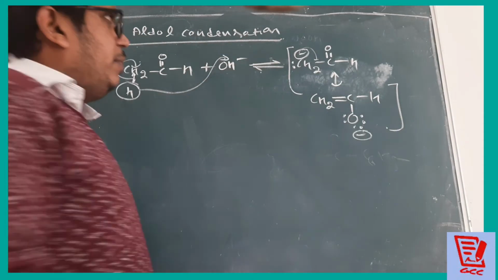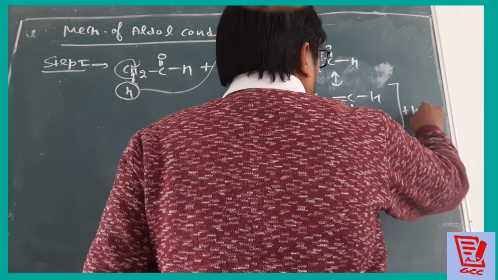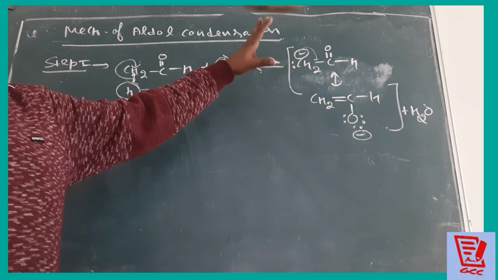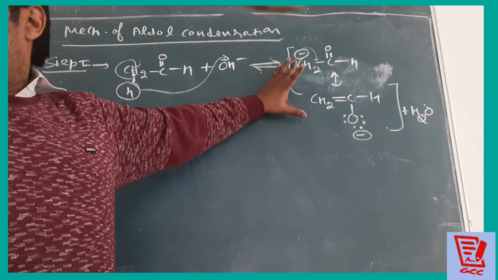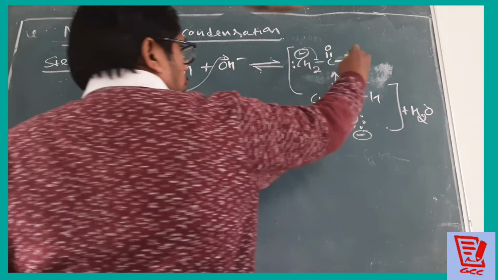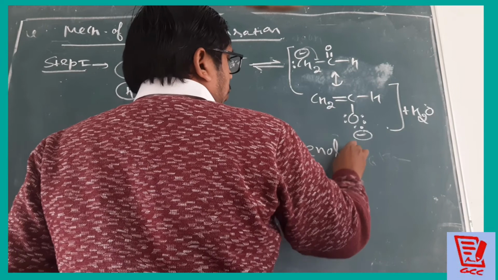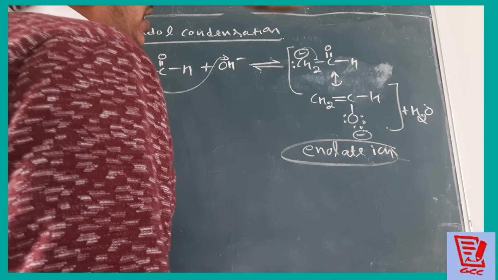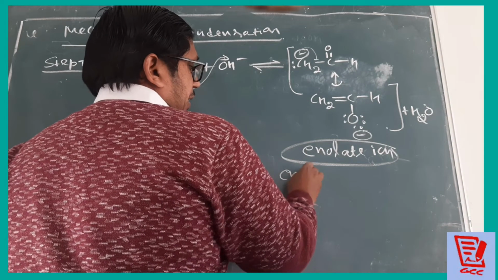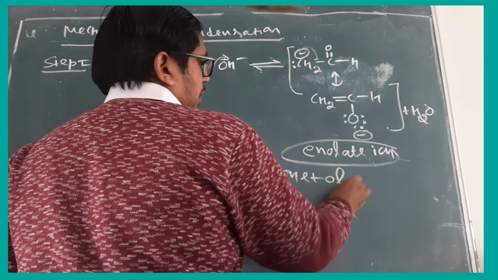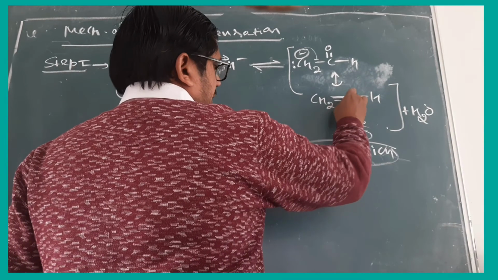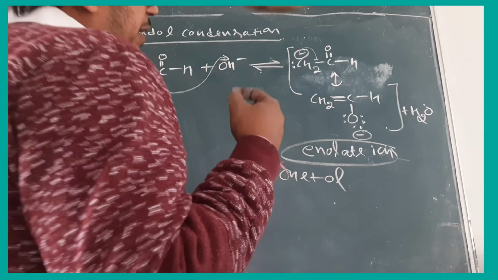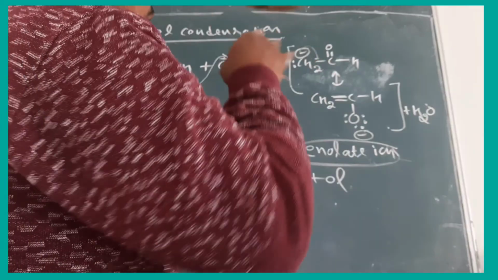Like this way, and what will be the side product? The side product will be water. And what have we made there? This one is known as a resonance stabilized enolate ion. What do we call these two? Enolate ions, and these are resonance stabilized. Why are they called enolate ion? Enolate, E-N-E plus O. A double bond is there, and along with that, enolate ion.